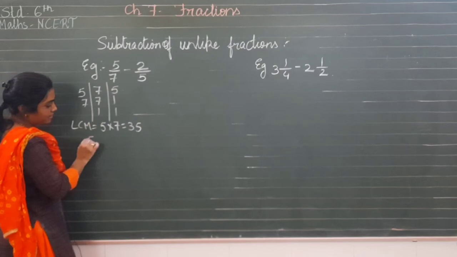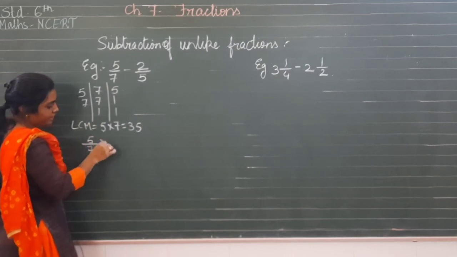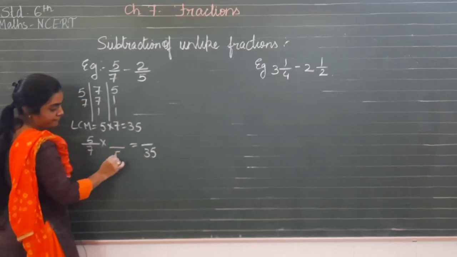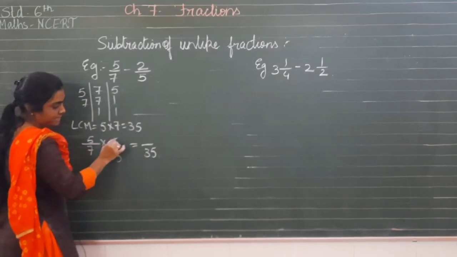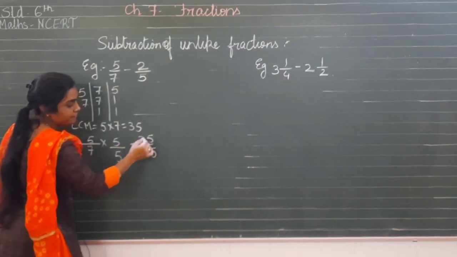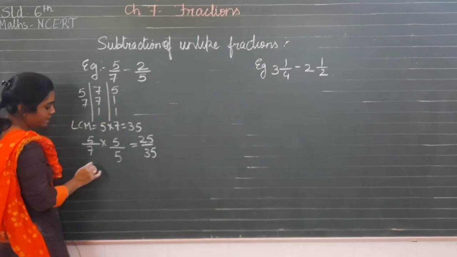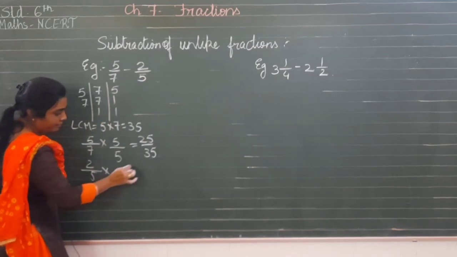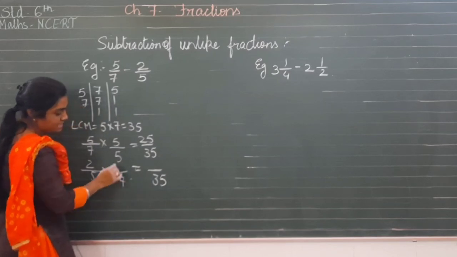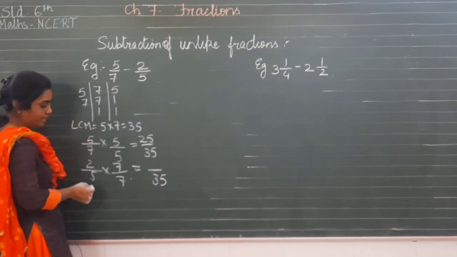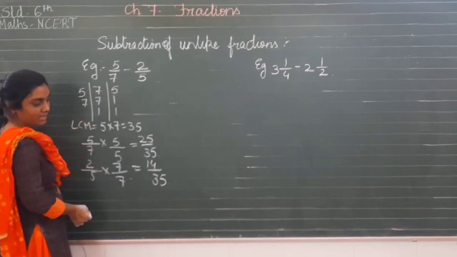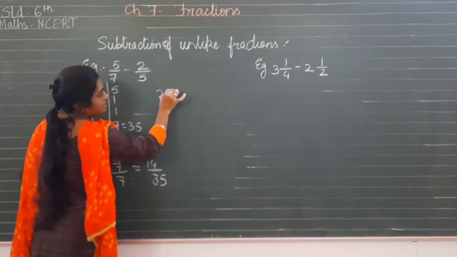Now let us take the numbers and convert them into equivalent fractions. For 5 upon 7, the denominator will be 35. We will multiply by 5 in the denominator as well as in the numerator. 5 5s are 25 upon 35. Now let us take 2 upon 5. 35 as the denominator, we will multiply by 7 in denominator as well as in numerator. So 2 7s are 14. So this has been converted into like fractions. Now we can subtract.